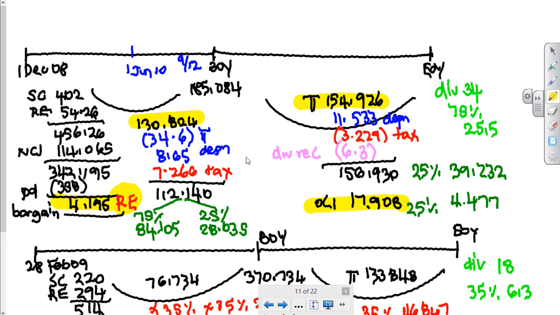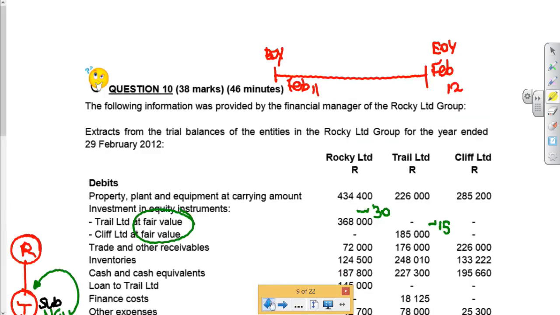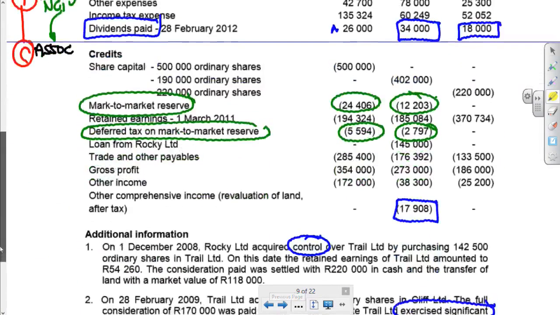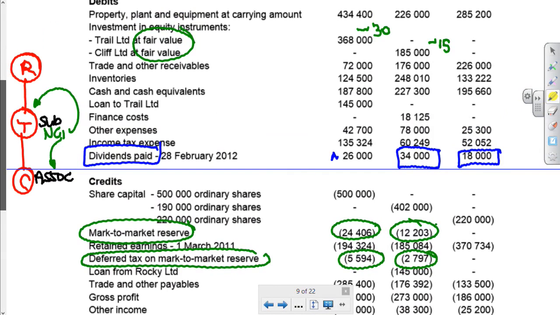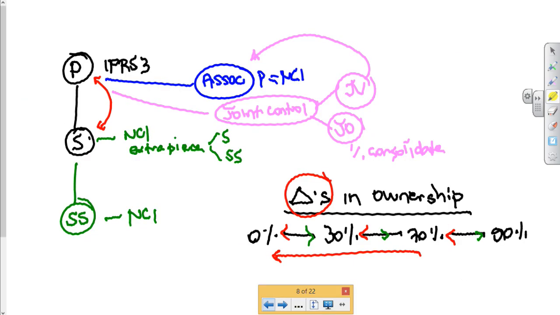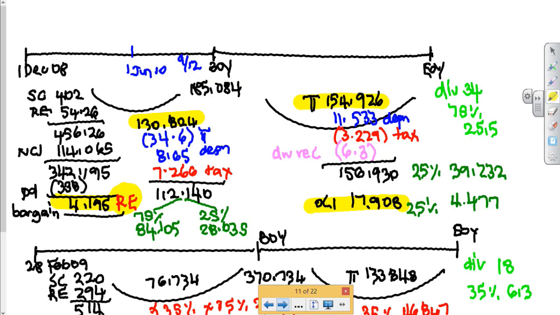Okay. Then there was one thing that I had forgotten to do, this pink one. There's a dividend that is sitting in other income in T, because of the vertical group story. So when I look at this picture, Cliff paid a dividend to Trail. That dividend is sitting in Trail's other income. I'm going to reverse it. We talked over here when we were looking at dividends that I was going to reverse the dividends. So when I'm working out NCI, I must make sure that I reverse that dividend, which I had forgotten to do. So it's one of the intercompany transactions.